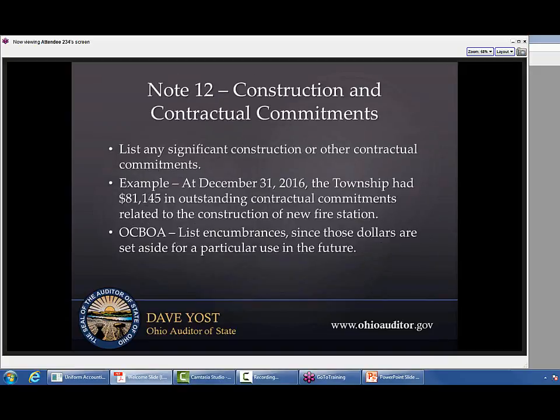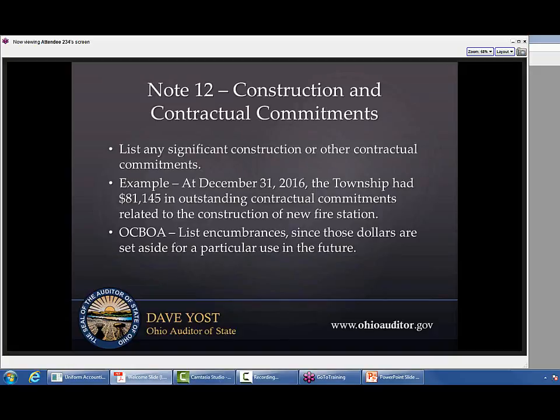Note 12, construction and contractual commitments. If you have any significant construction or contractual commitments that have occurred during the year and you still have not paid them off, so let's say you're building a fire station for $1 million and you sign the contract with the construction company for $1 million, you're going to want to disclose, here's how much we signed the contract for, $1 million, here's how much has been paid, and here's how much we still have outstanding on the contract. You'll see the examples and some of the wording that's in there.